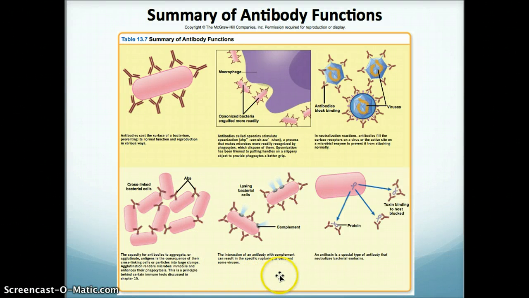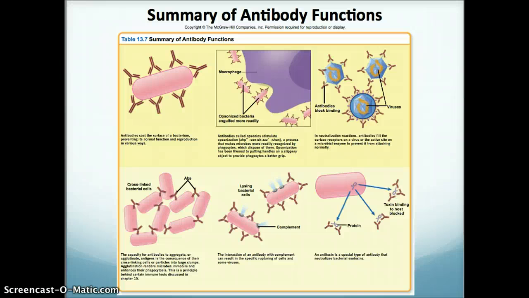There's also interaction of the antibody with complement. And in this sense, it plays a role in getting that hole in the bacteria that will end up lysing the bacterium. And then lastly, it can play a role by binding an antitoxin and neutralizing bacteria's antitoxins. Okay, so that's kind of the summary of antibody functions, and it's mainly dealing with that variable region because that's the part that's specific for a particular microbe.